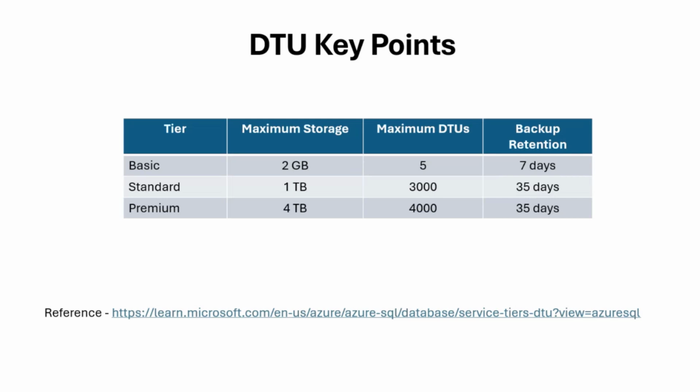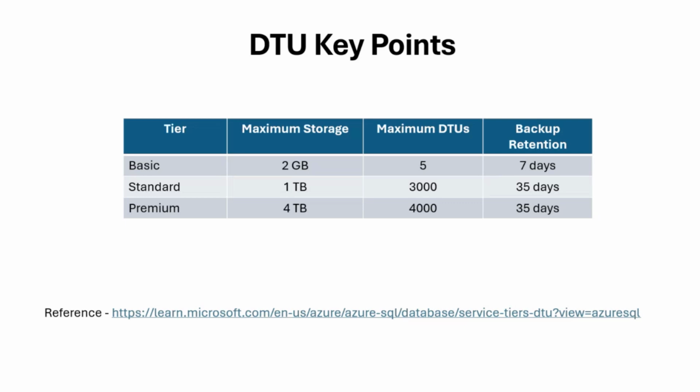Now, if you look at the standard purchasing model, it has a maximum storage of 1 terabyte, allows maximum DTUs of up to 3000, and maximum backup retention is up to 35 days. Business apps with moderate usage, or low to medium workloads, can definitely go for standard. I don't recommend this for heavy workloads, but you can go for low to medium workloads. And the third one is premium.